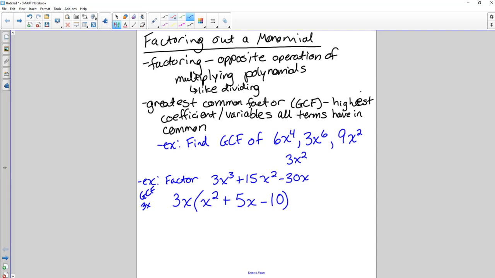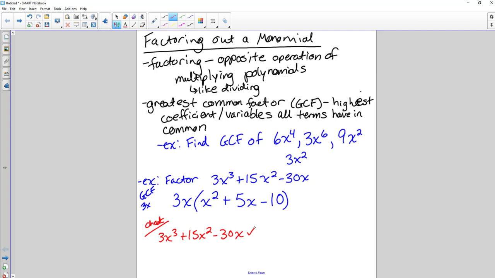Let's talk about this a little more. Let's say I want to do a check. Like I said before, factoring is the opposite of multiplying polynomials. So if I multiply this, I can check my answer. If I distribute, 3x times x squared is 3x cubed, plus 3x times 5x is 15x squared, minus 3x times 10 is 30x. Then if I look at my original problem, I'm back to the same thing. So it checks out.